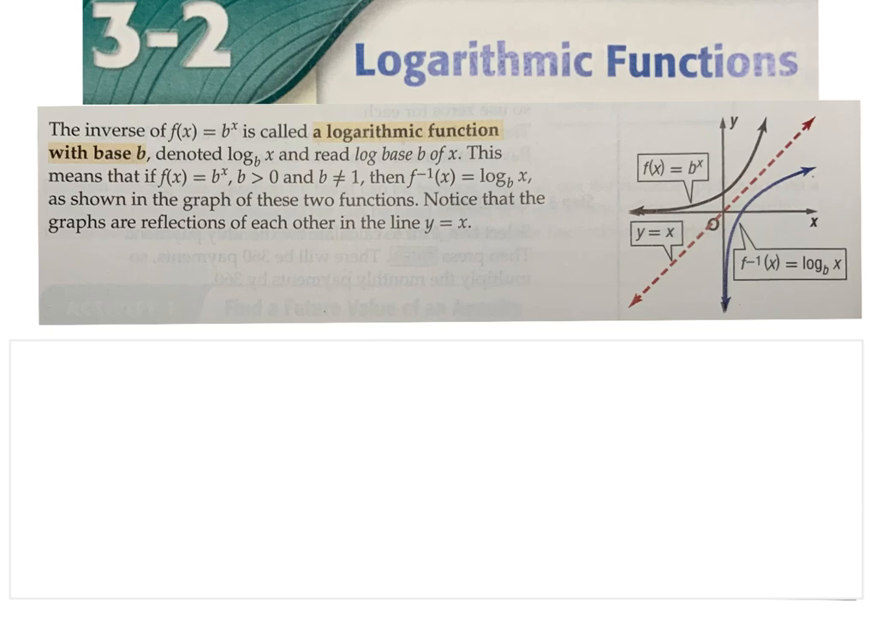So exponential functions, which is what we've been doing. Our time is our exponent, and it is a variable, okay? Now we're talking about logarithmic functions. Logarithmic functions are simply the inverse of the exponential function.